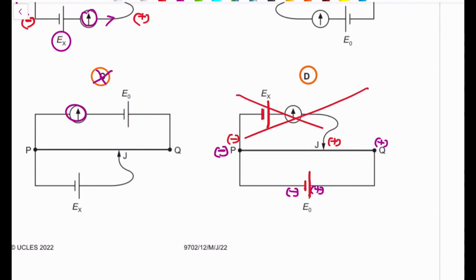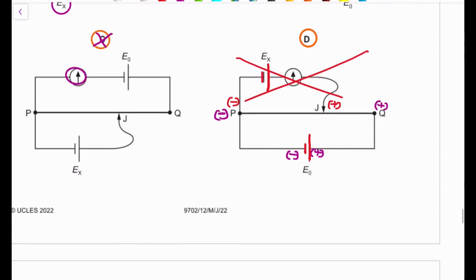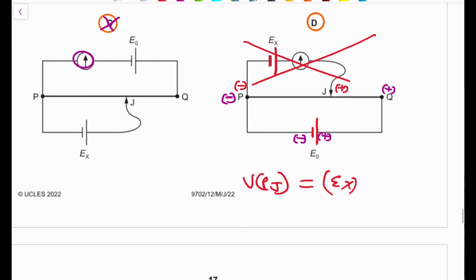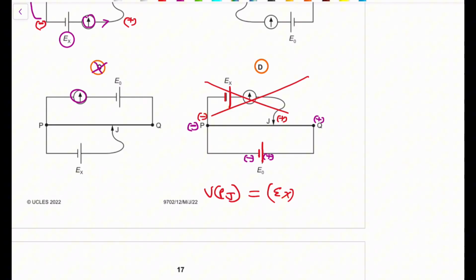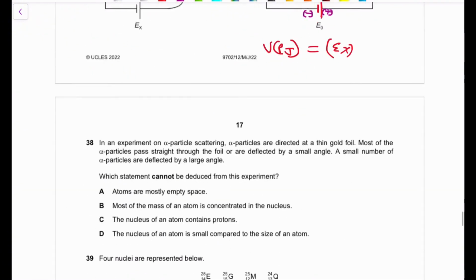No current will move through in this region, provided that the voltage across PJ is equivalent to the EX that is there, right? So no current will be able to flow through based on that regard. So the answer is D, because they have to be connected the same. Look at the potential difference, right? The galvanometer is only 0 if no current flows through.